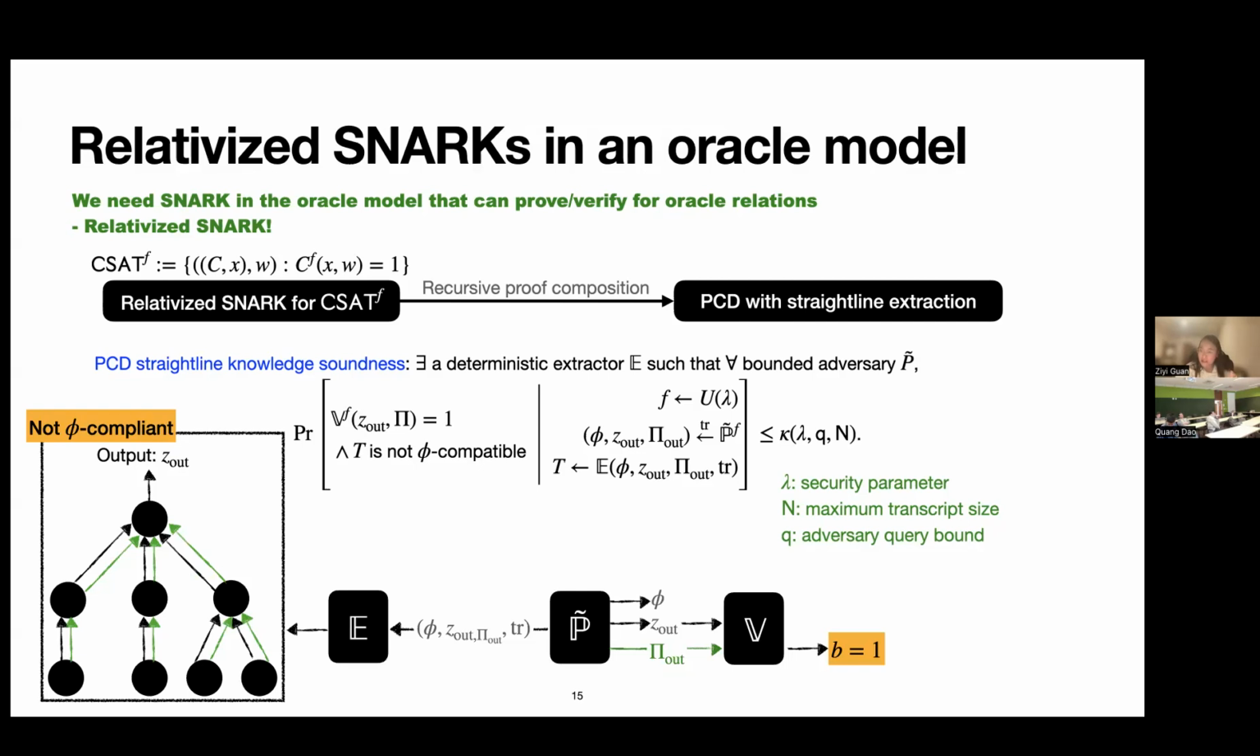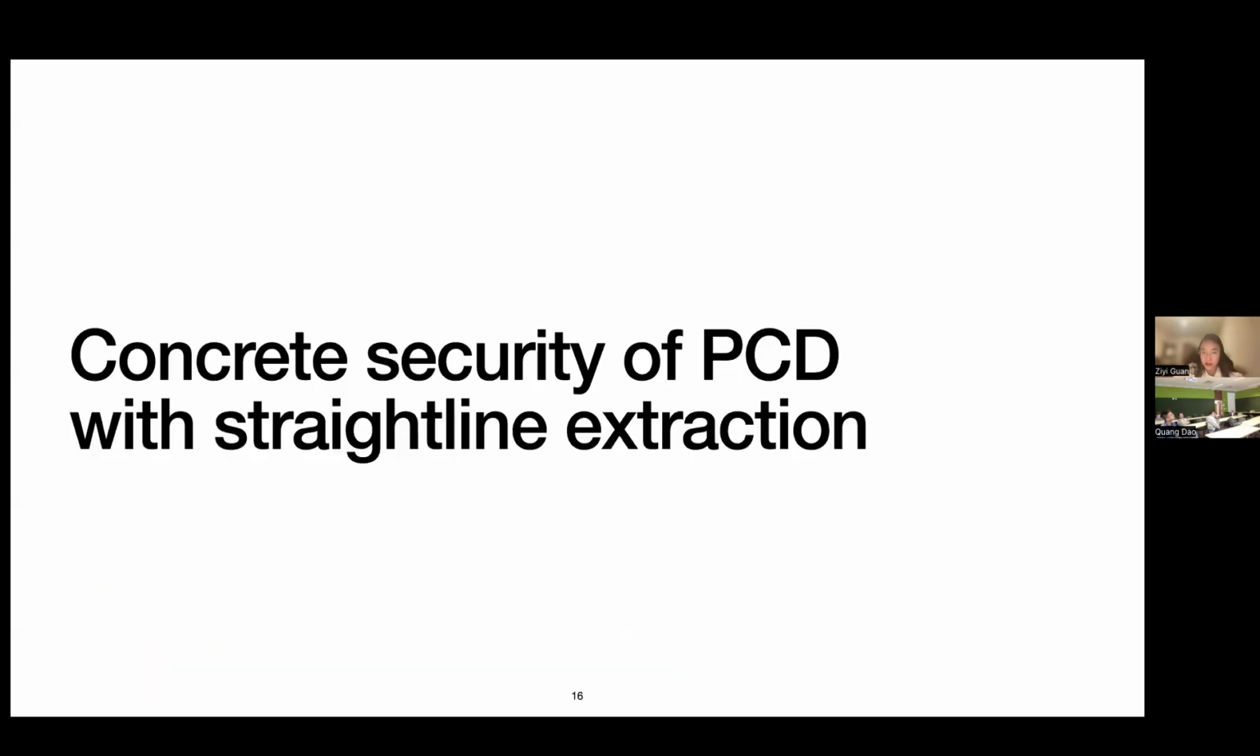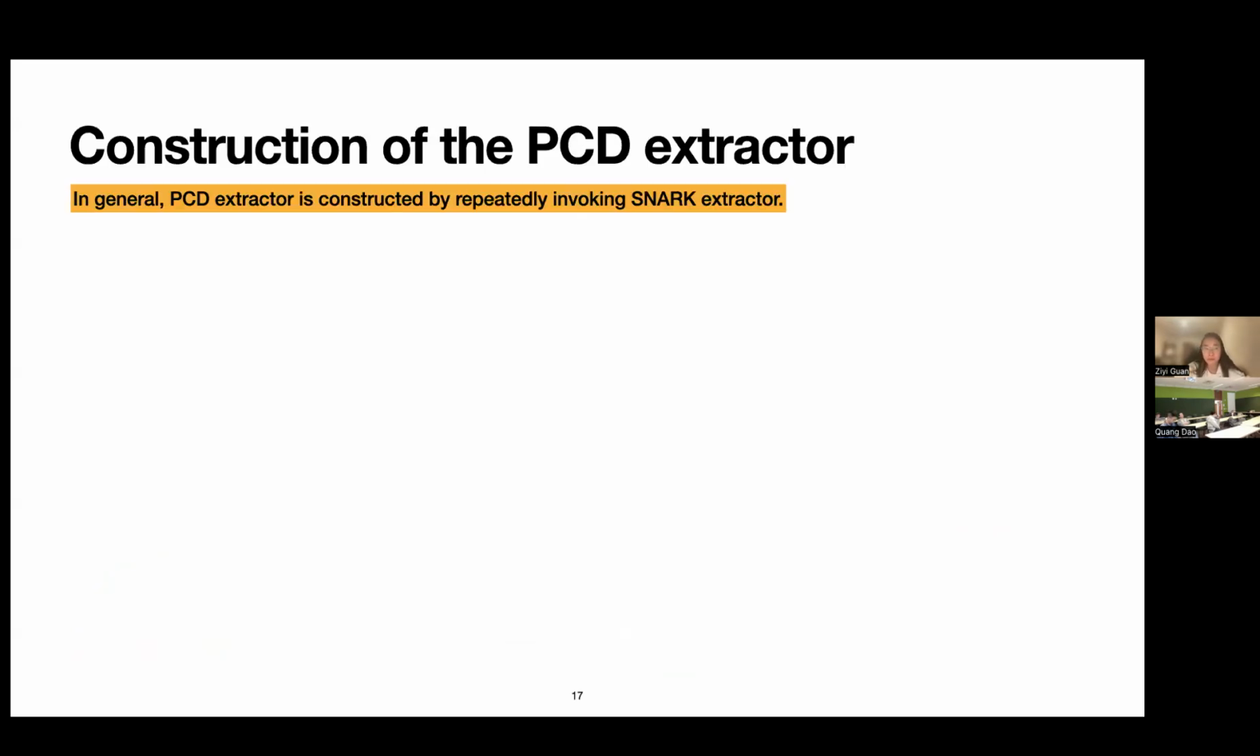Okay, so that's our way of constructing PCD from relativized SNARK. And now this is, I guess, the more exciting part. How did we achieve our security analysis that doesn't pay for the size blowup? In general, in order to prove knowledge soundness, we first need to construct the PCD extractor. Now, how is the PCD extractor constructed?